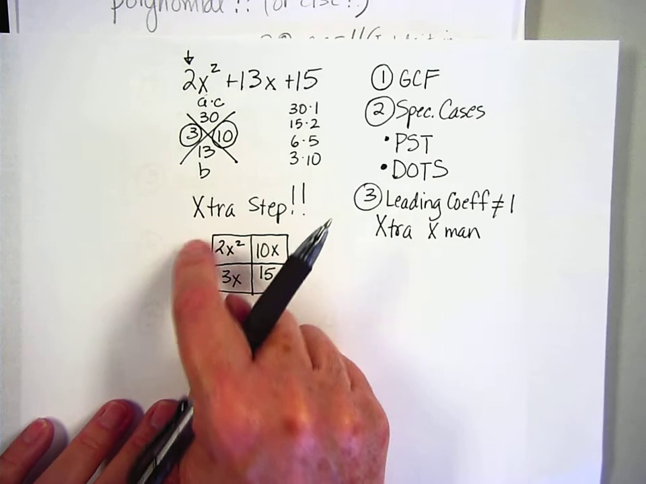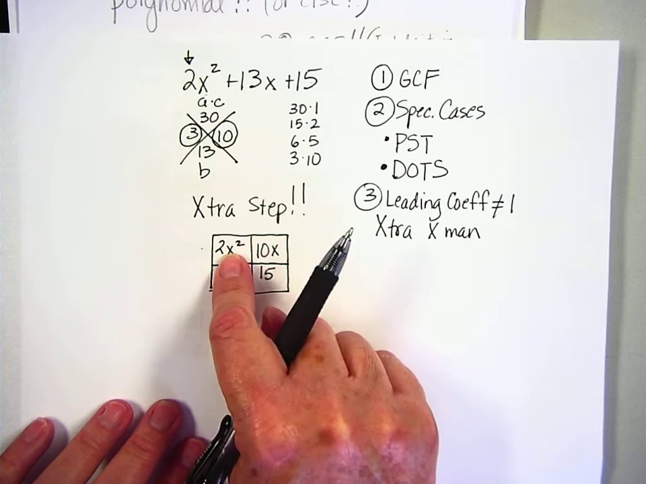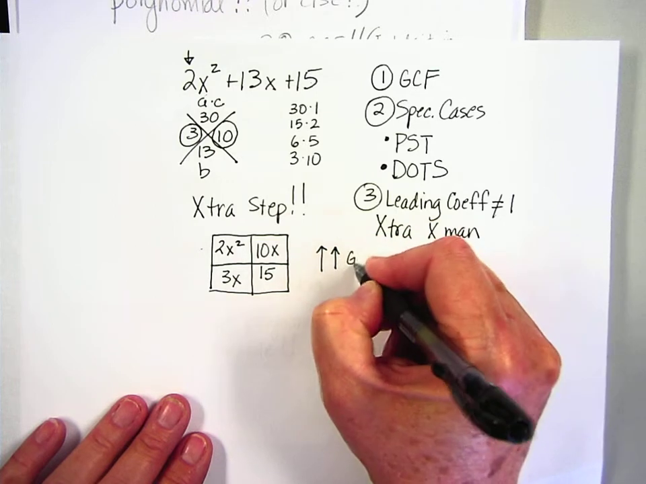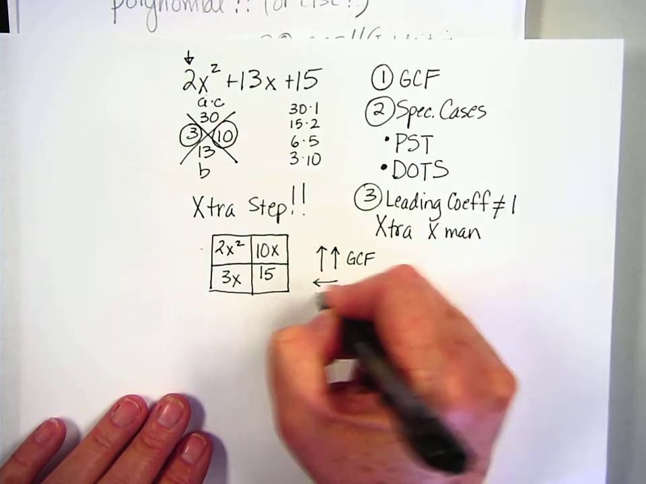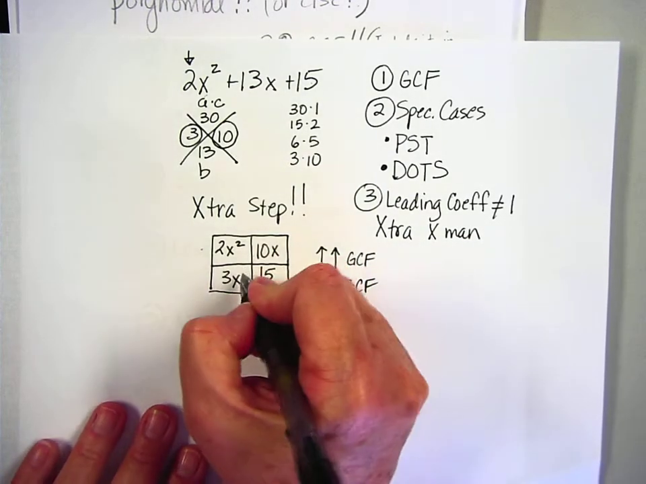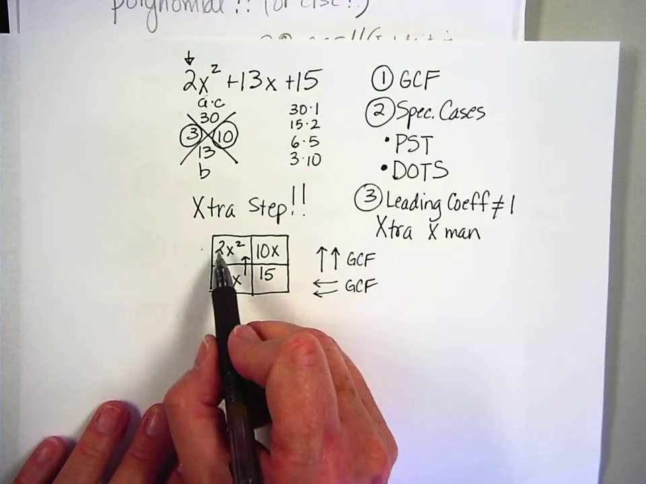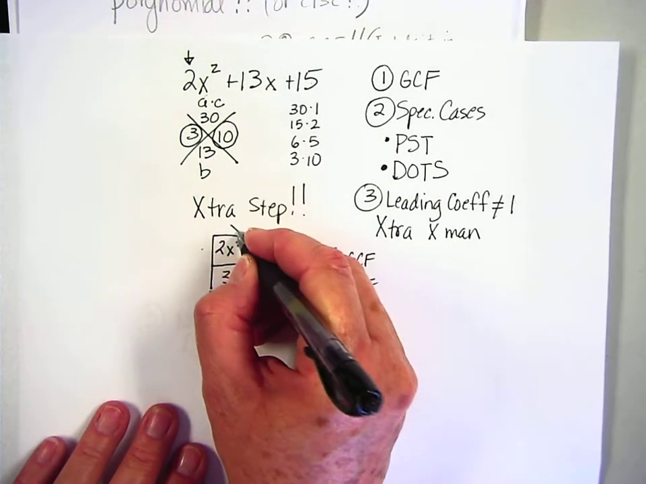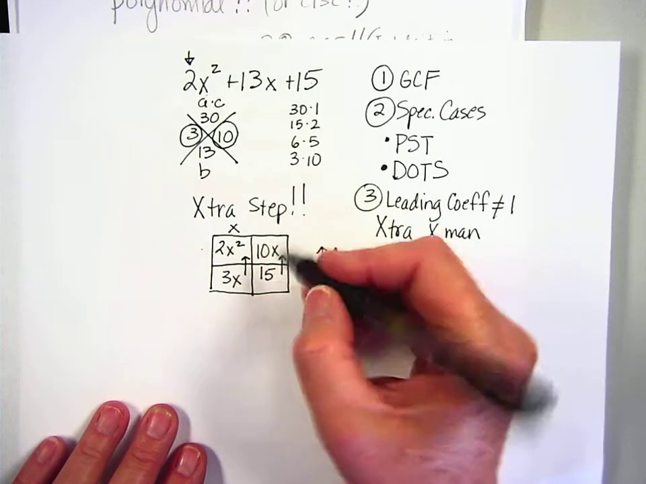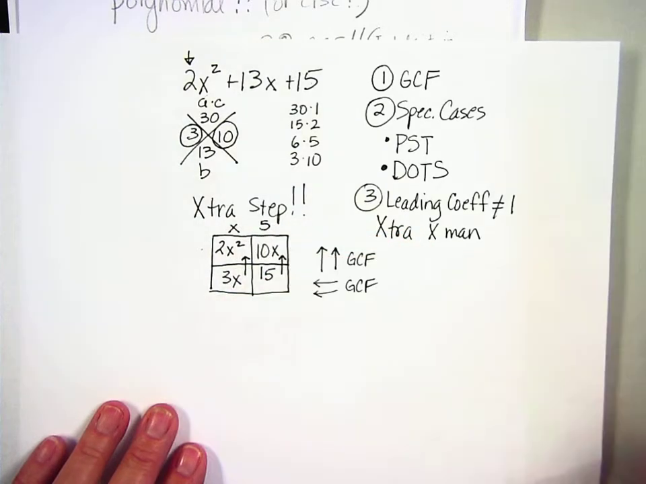Now we have to figure out what our binomials are on the outside that will equal all these terms in here. So what we're going to do is look for GCFs going this way and GCFs going this way. See these arrows going up? I'm going to go up like this. What's the GCF of 3x and 2x squared? The only thing these have in common is an x, so that's going to go right there. Now, I have another up arrow, and the GCF of 15 and 10 is 5. So I'm going to put a 5 right here.